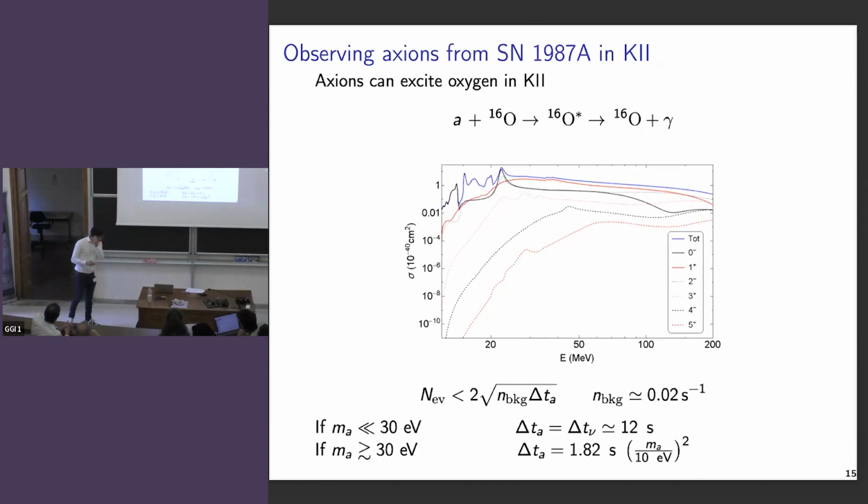So now we have seen how axions can be produced. Oh, sorry, can you hear me? Okay, now yes. Can be produced inside the supernova core.